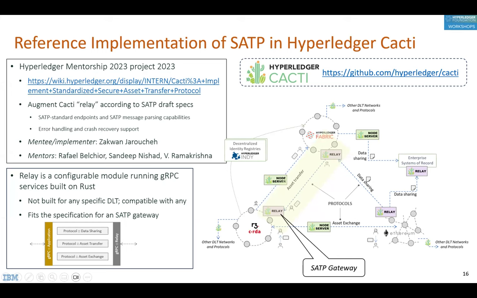The relay, as I've already mentioned earlier, is a configurable module. What I didn't mention is that as it's implemented, it's basically a gRPC server, and it runs gRPC services built on Rust. So the relay is actually the only part of the Weaver code base which is built on Rust. Other modules are built using JavaScript or Go or Java. This relay is not built for any specific DLT. It's meant to be compatible with any. And therefore, as I mentioned earlier, it does fit the specification for an SATP gateway whose sole purpose is to hide the complexity of the network from the external world, yet be able to act on behalf of that network.